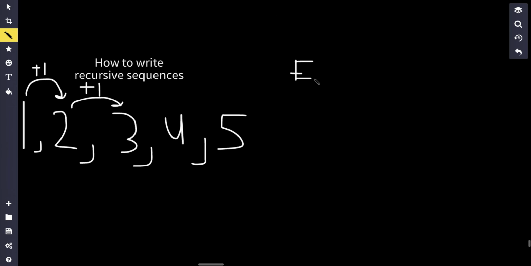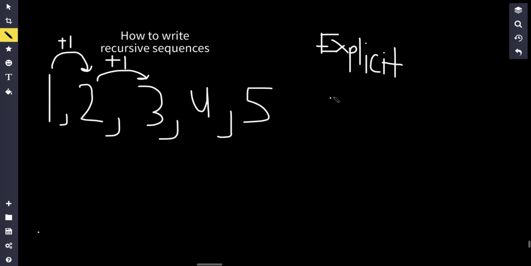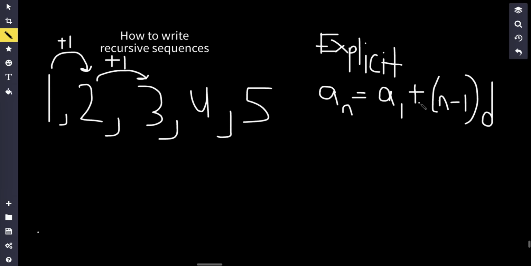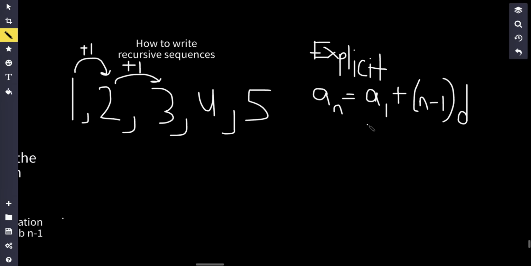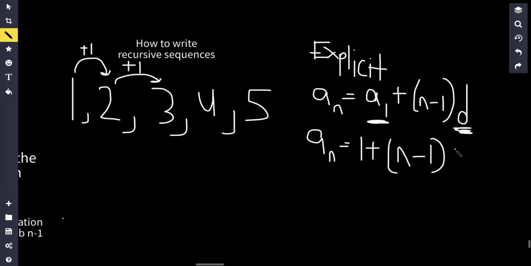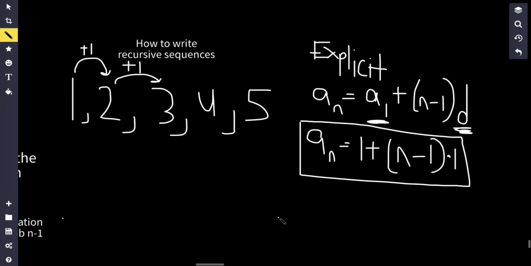Now you might know how to write this sequence in the arithmetic explicit form. So let me just write this down. The explicit form of an arithmetic sequence is a sub n equals a sub 1 plus n minus 1 times the common difference. So in this case, a sub n equals a sub 1, aka our first term, which is 1, plus n minus 1 times the common difference. Our common difference in this case is just 1. And this is how you write the sequence explicitly.